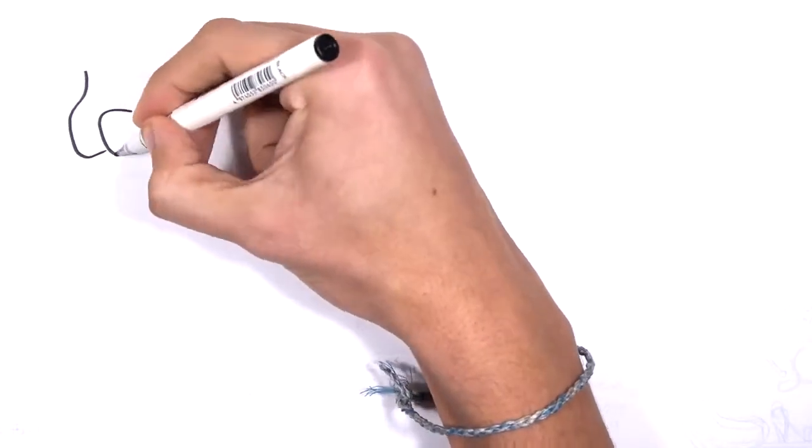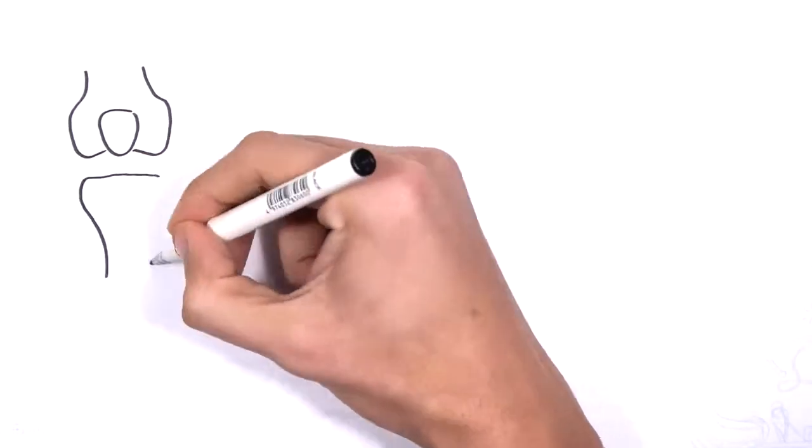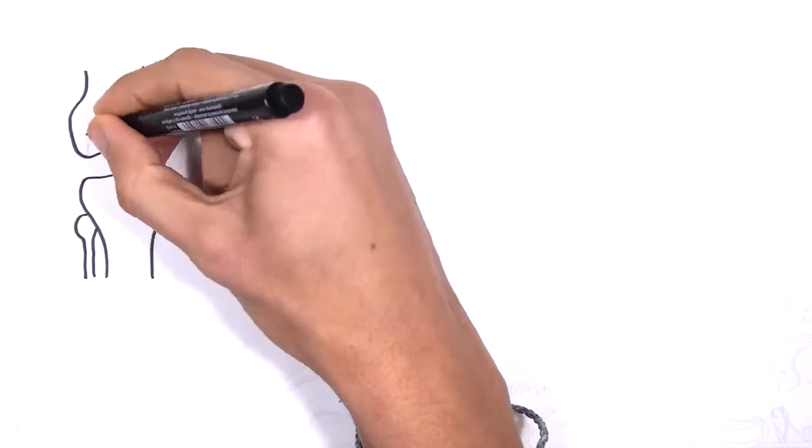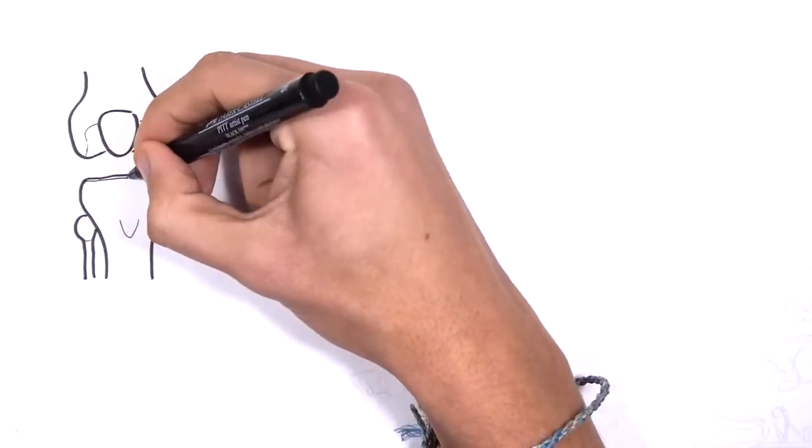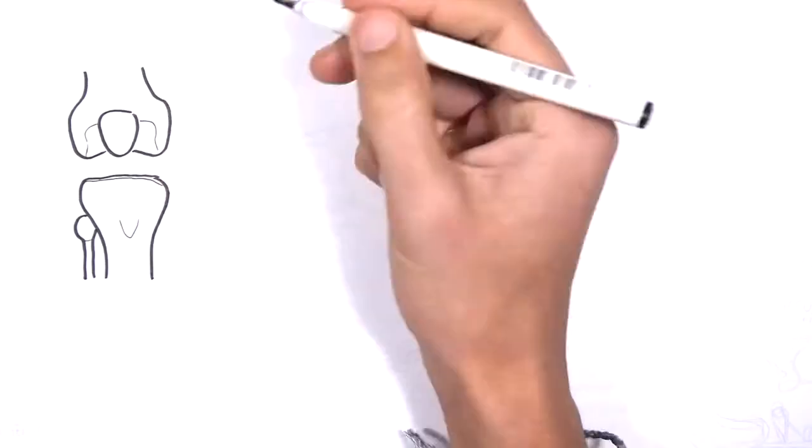Hello, in this video we're going to talk about the meniscus, specifically the menisci found in the knee joints. So we'll first look at the right knee from an anterior view. The knee is made up of three bones: the femur, the tibia, and the patella.